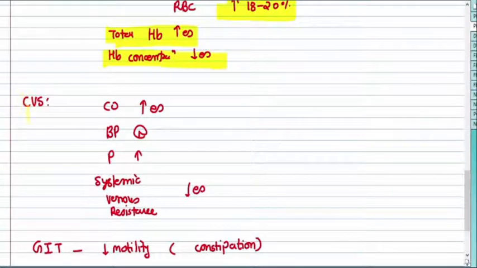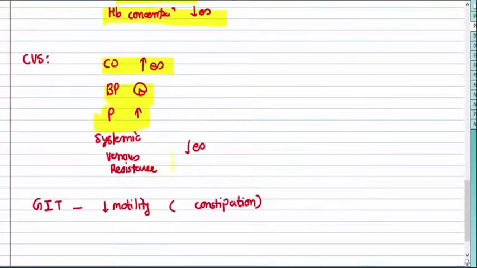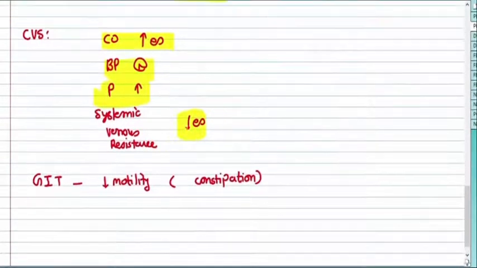Now, very important cardiovascular changes. Cardiac output increases, blood pressure remains normal, pulse increases, and systemic vascular resistance decreases. There is a decrease in motility of the gastrointestinal tract, which leads to various problems like constipation in pregnancy.